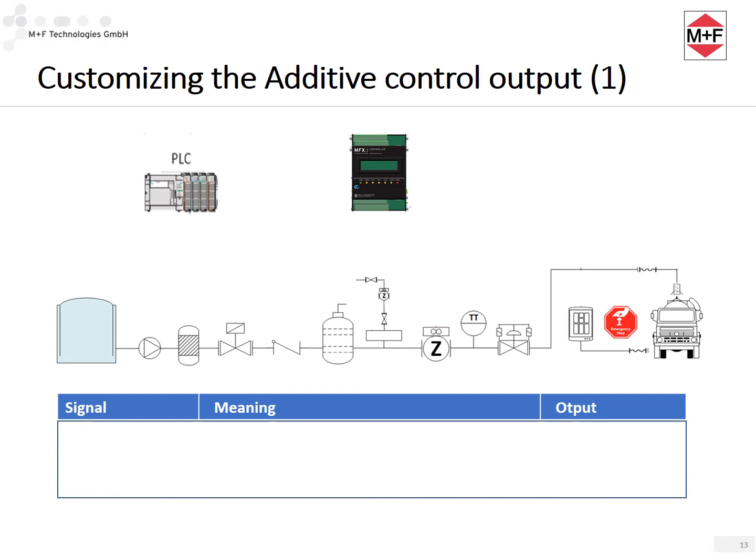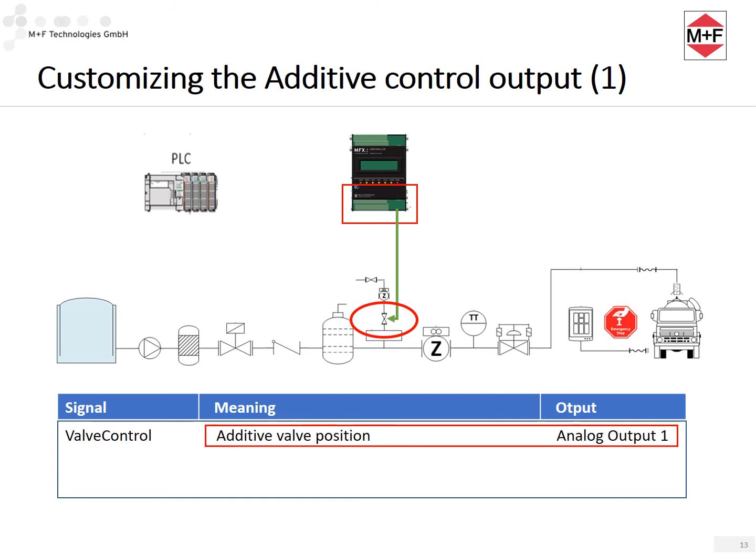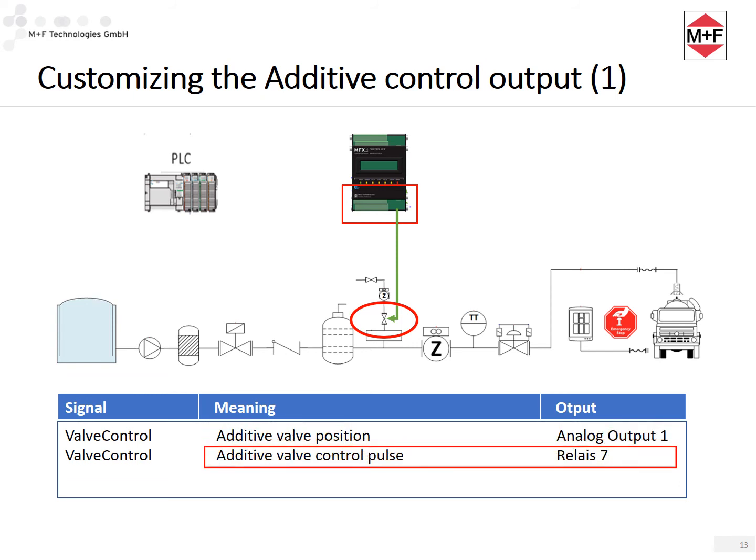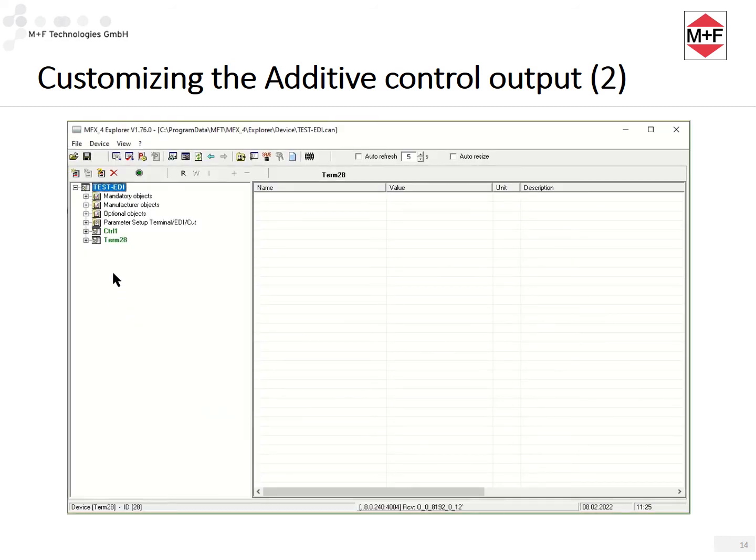In the default parameter set used, a continuously variable additive control valve is controlled via an analog output signal of the MFX4 controller. I can subsequently change this analog control used into a control via a relay output. This allows a simple valve to be used for control. To change the additive parameters, I connect to the controller. I must be in the service or calibration access class.